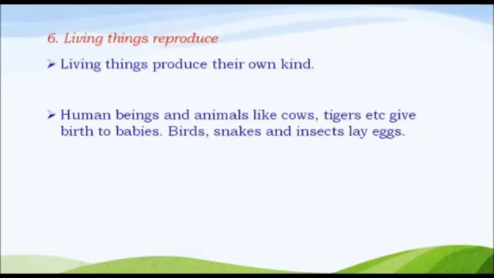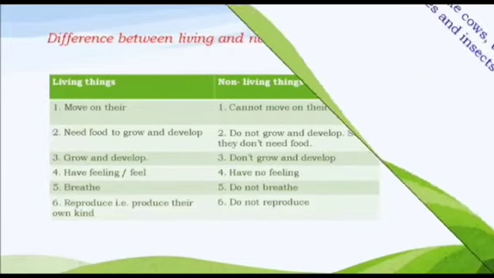Living things reproduce. Living things reproduce their own kind. Human beings and animals like cows, tigers, etc. give birth to babies. Birds, snakes, and insects lay eggs.